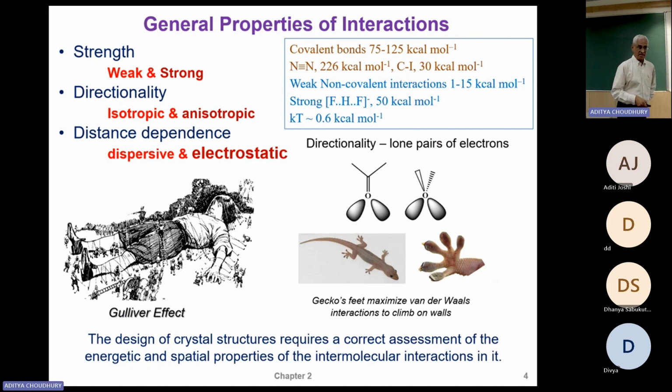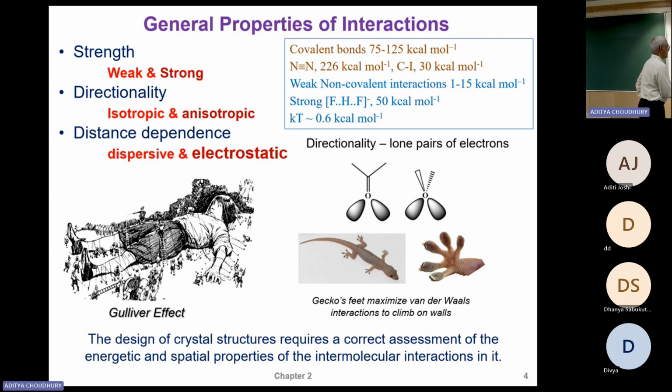And general properties of this interaction. Let me talk about the covalent bonds. The covalent bond is in the range 75 to 125 kilocalories per mole. You agree? But the strongest one is the nitrogen triple bond, the highest, 226 kilocalories per mole. The weakest one is the carbon-iodine bond, which is 30 kilocalories per mole.